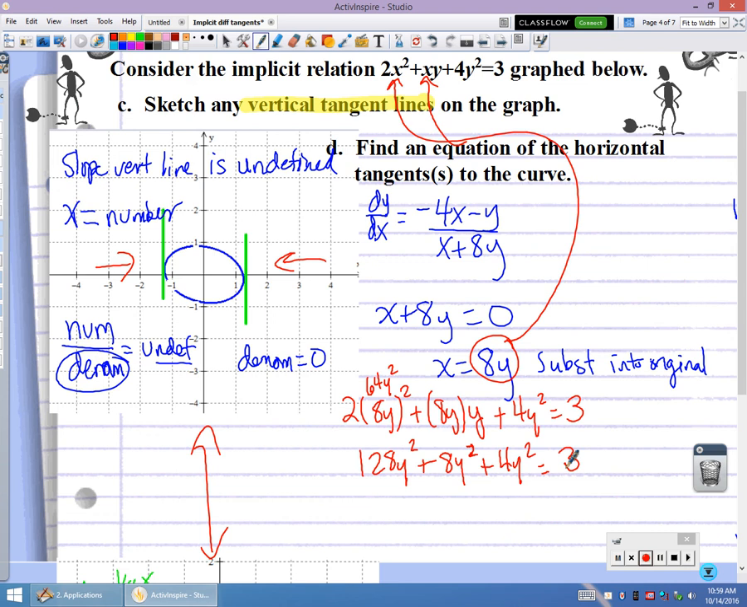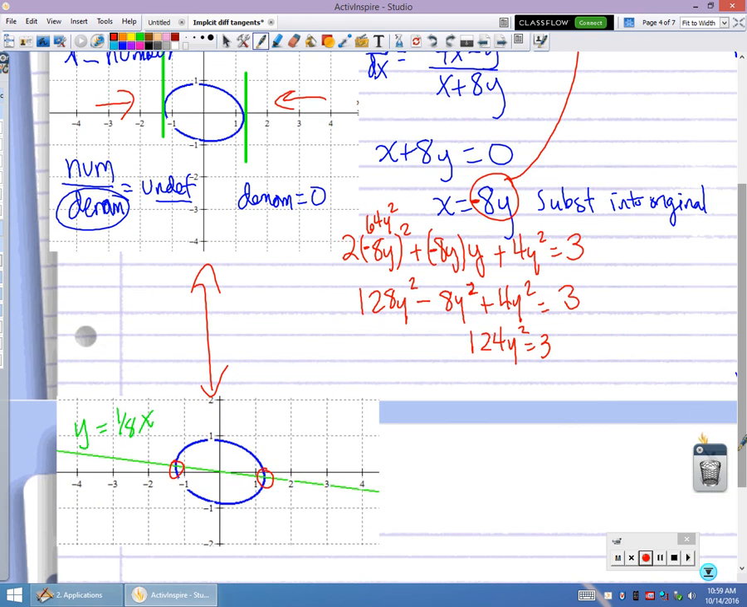you know what? I just realized, thank goodness, that I dropped a negative right here. So please take a look. This is x equal to negative 8y, not positive. So I'm going to stick a negative here and a negative here. You probably had already caught that, but now I caught it, so that's a good thing. So when I combine like terms, I get 124y squared equal to 3. Solving for y, I get y equal to plus or minus the square root of 3 over 124.